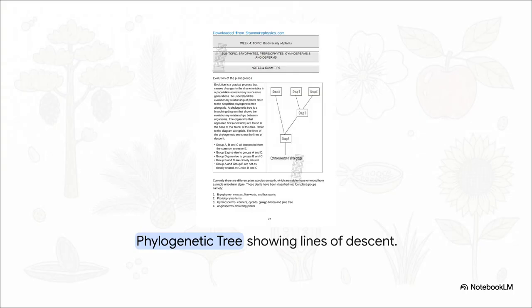So evolution is a gradual process, right? It causes characteristics in a population to change over many successive generations. If you look at the common ancestor labeled E at the very bottom of this branching tree, you'll see that while there are so many different plant species on Earth today, they're all said to have emerged from simple unicellular algae. From that one single point of origin, plants gradually adapted and diversified.